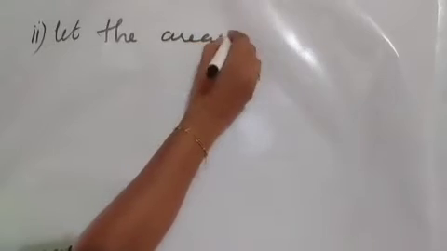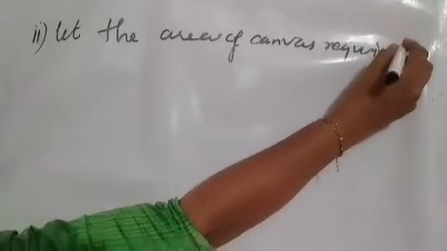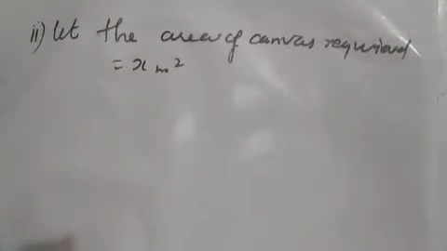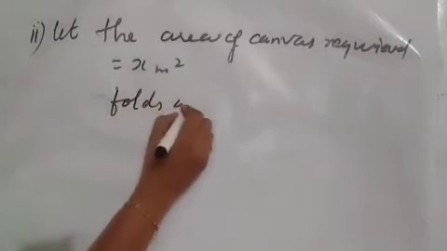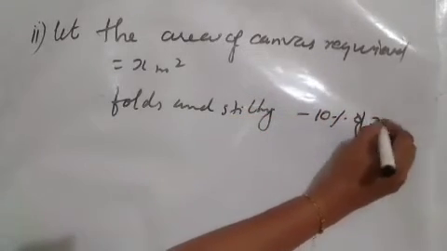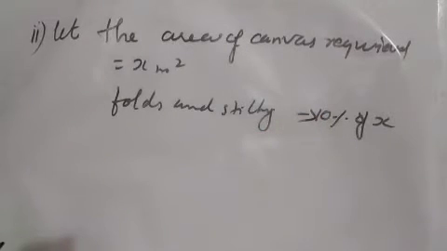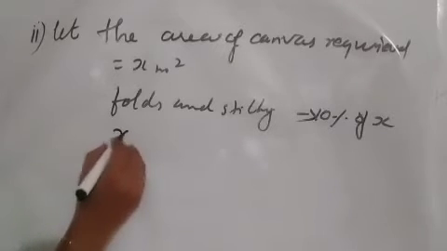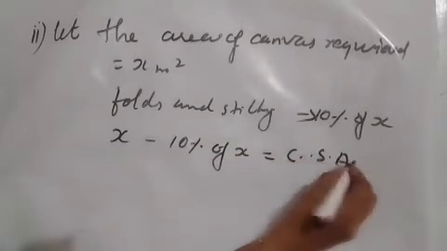For the second question, let the area of canvas required equal X meter square. It is given in the question that 10% of it is used for folds and stitchings. 10% of X is used. So when we subtract that 10% from the total X, that is the canvas we used, we get the curved surface area of the tent. That is X minus 10% of X gives the surface area.